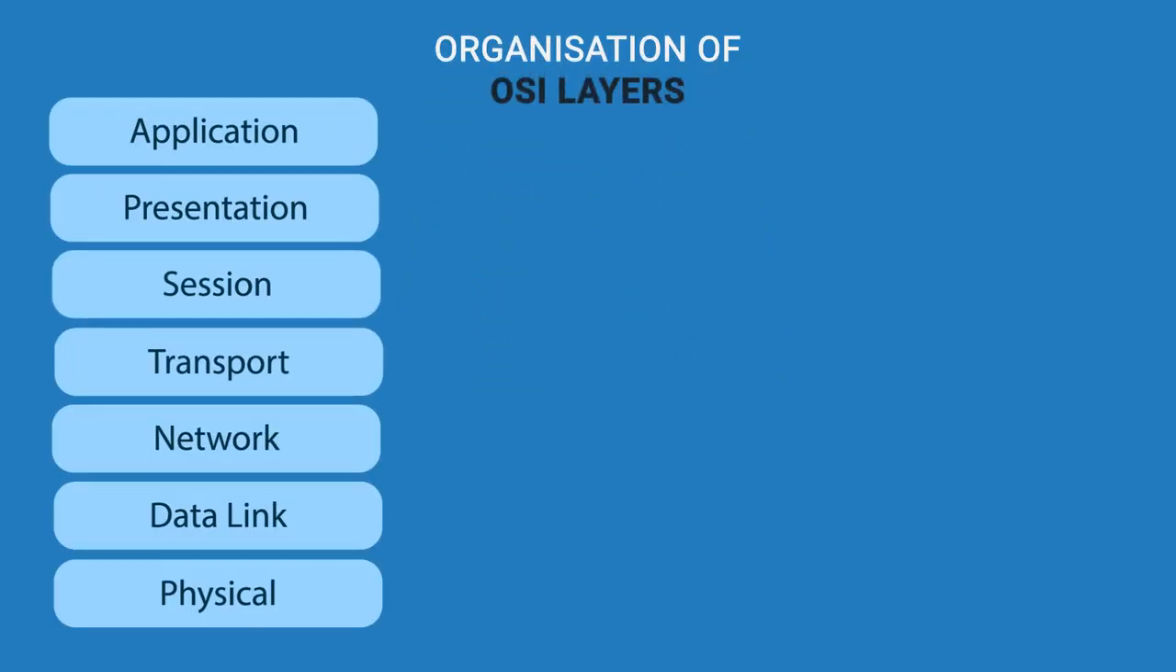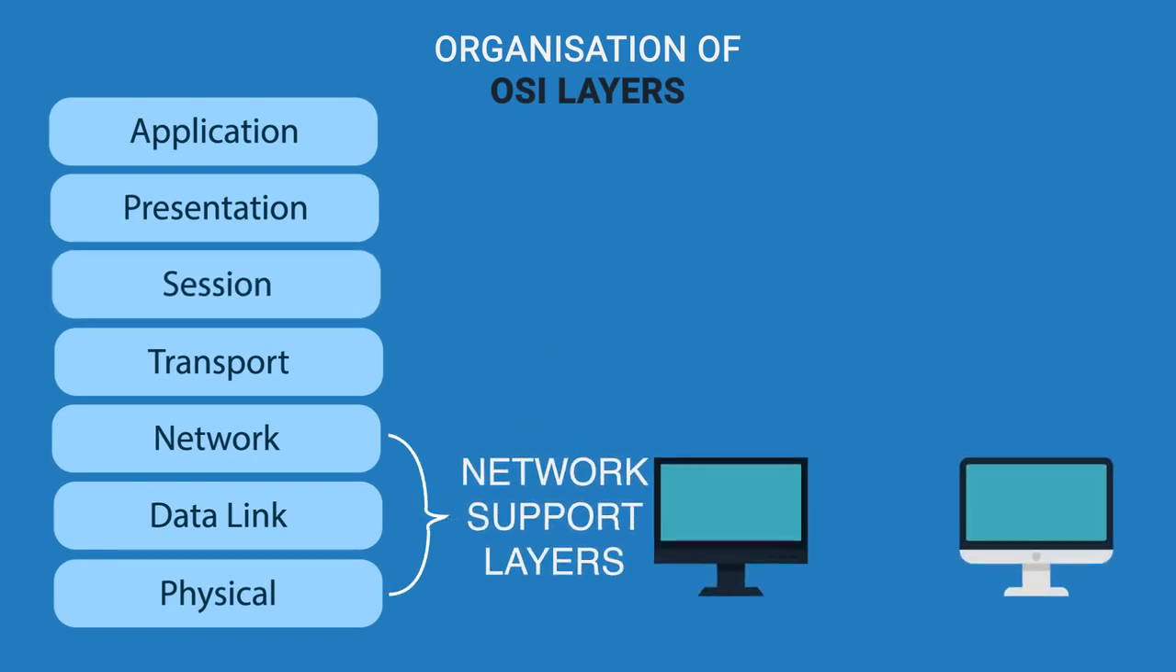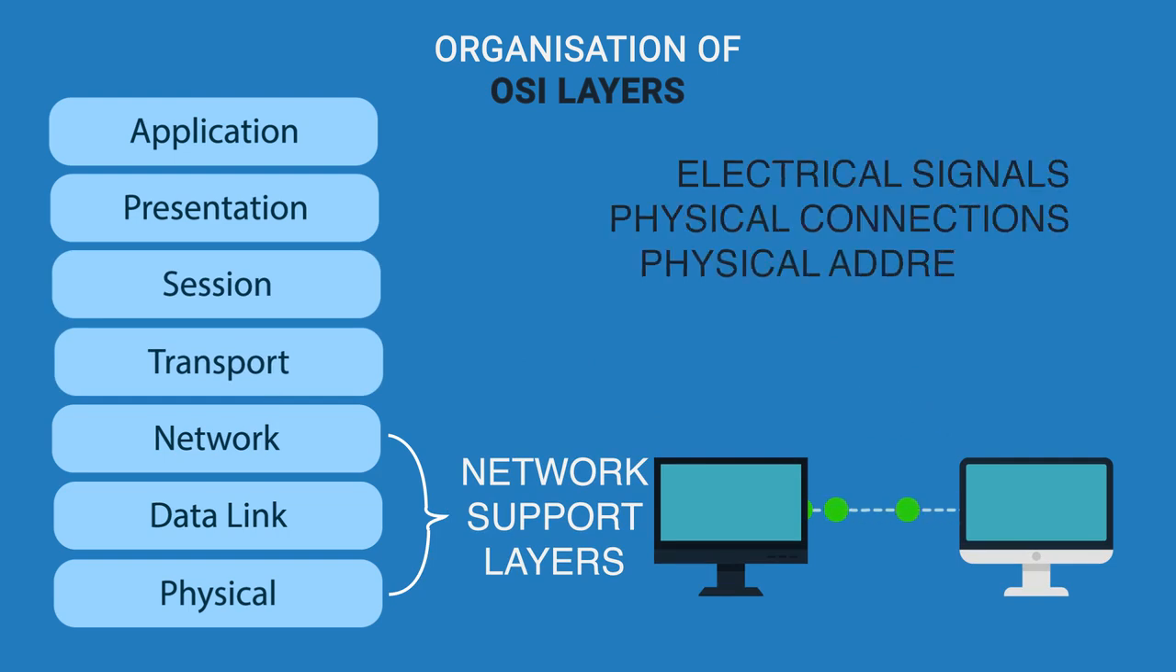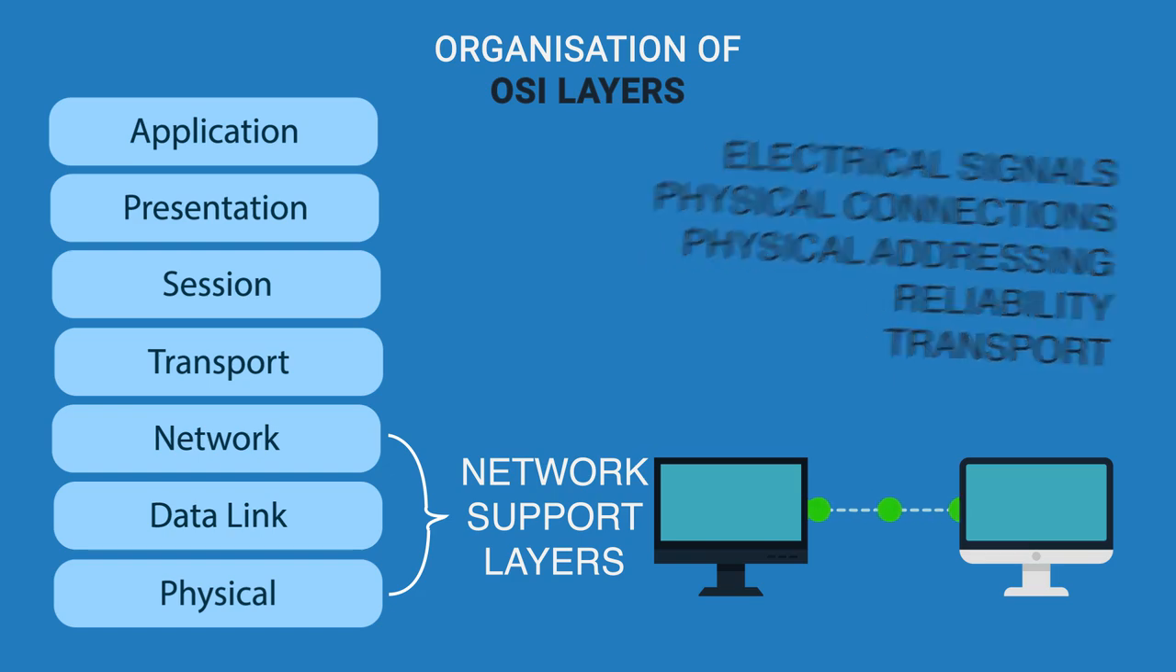Organization of OSI layers. These 7 layers can be divided into 3 groups based on their behavior. Physical, data link, and network layers can be thought of as network support layers. These layers deal with the physical aspects of moving the data from host to host, such as electrical signals, physical connections, physical addressing, reliability, transport, etc.